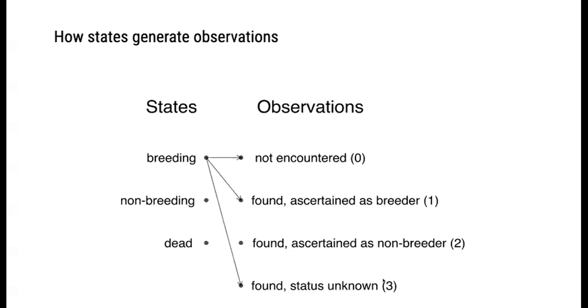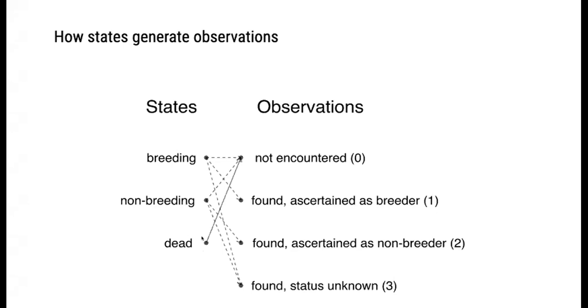If you are a non-breeding individual, same thing: you may be missed, you may be detected and classified as a non-breeder, or you may be detected, but we can't really say whether you are a breeder or a non-breeder. So that's all the possibilities. To wrap up this graph, each live state can generate three observations. The live states are the breeding and non-breeding states. And the only deterministic link is the one between the dead state and the observation not encountered. It's deterministic in the sense that the probability is one, so you don't have to estimate it.